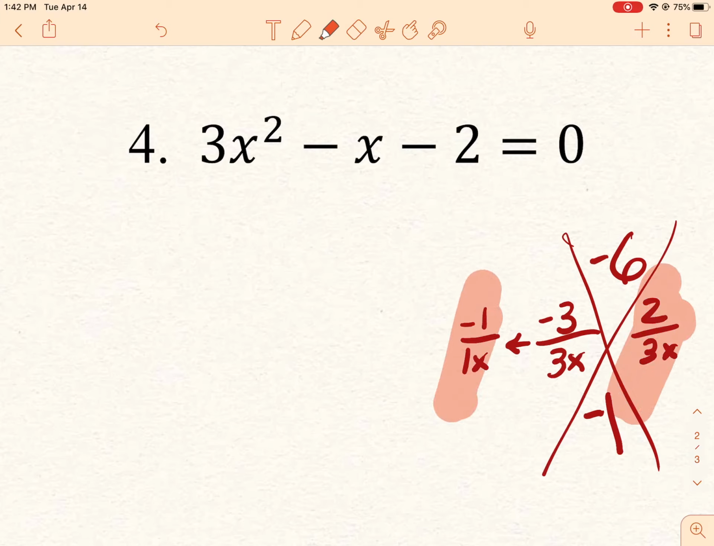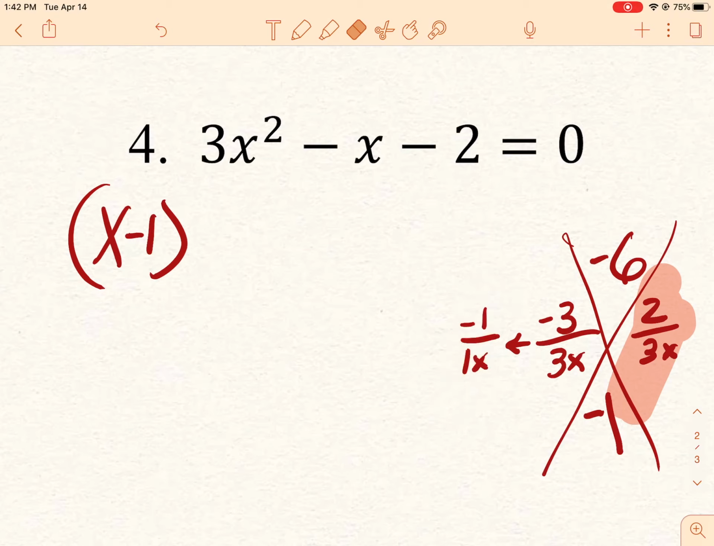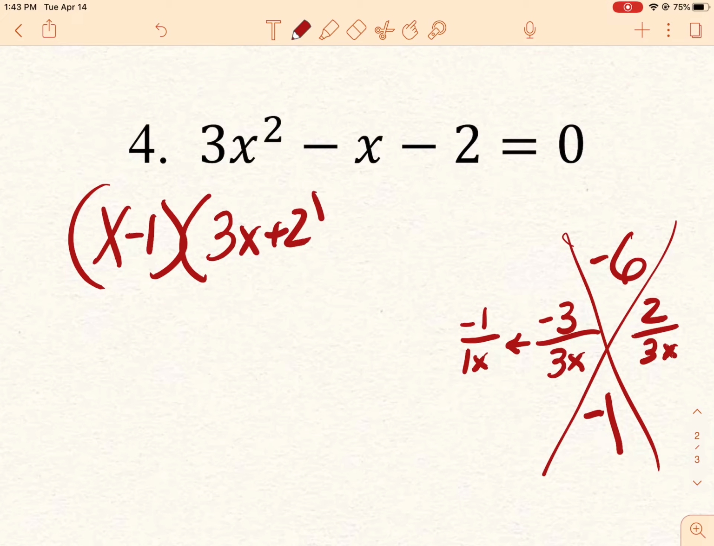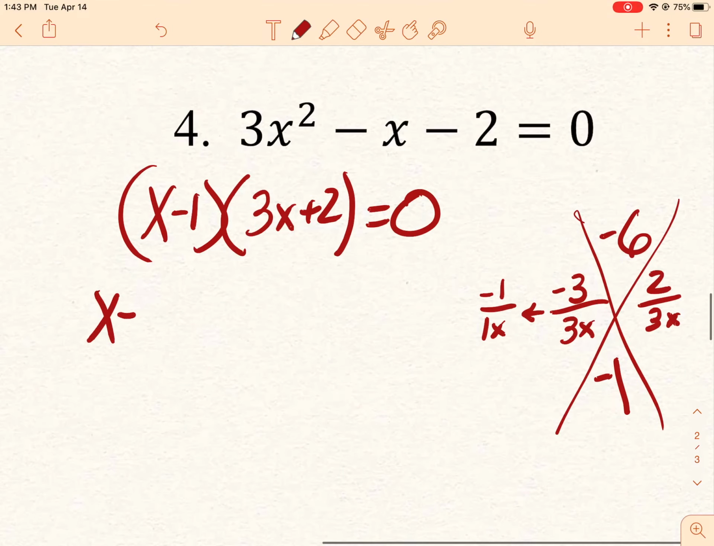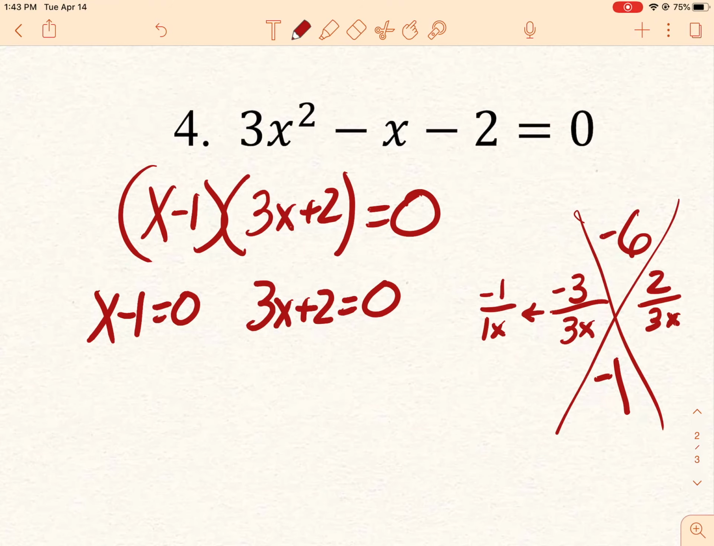So if you kind of turn it on its side, that gives you your factors. So you have a 1x minus 1, and then you have a 3x and a positive 2. Now this whole thing was equal to 0, so it has to be equal to 0 still. The zero product property says if you have two things that multiply together to be 0, then at least one of them has to be 0. So we set x minus 1 equal to 0, and we set 3x plus 2 equal to 0. We go ahead and solve each of those.